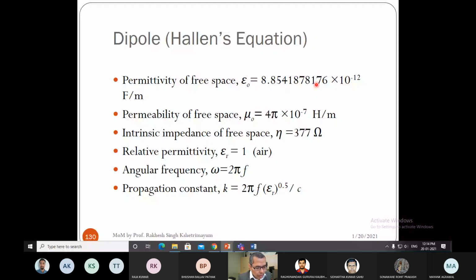If you don't remember, we will provide them in the exam, but it's always better because you are a student of this course and these are natural constants. You can remember them. So eta becomes approximately 377 ohm. Epsilon r is the relative permittivity, and it's equal to 1 here. Angular frequency you can define as 2 pi f. Propagation constant you can define as 2 pi f square root of epsilon r divided by the speed of light. If it is free space, epsilon r will be 1. If you have another medium, the propagation constant will change depending on epsilon r.